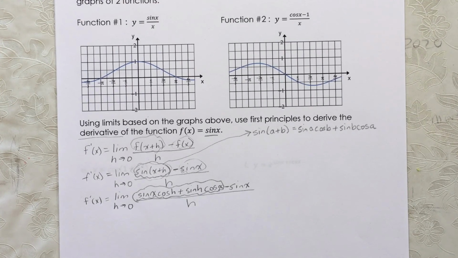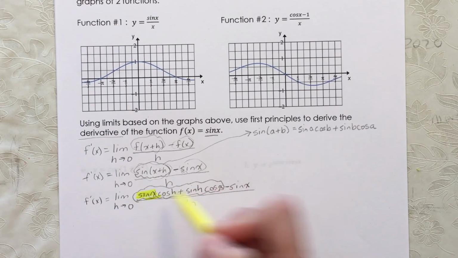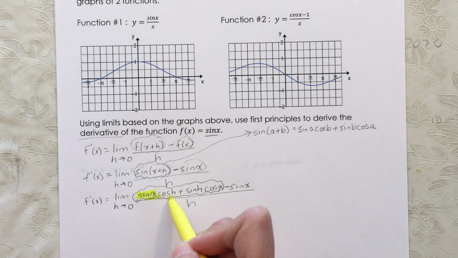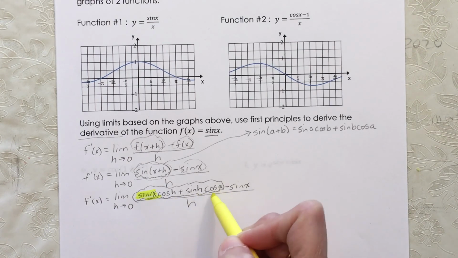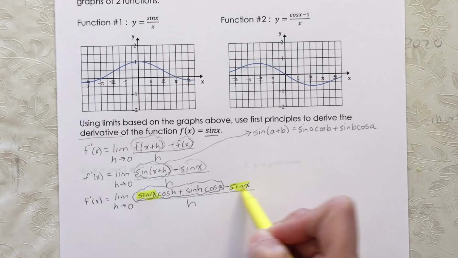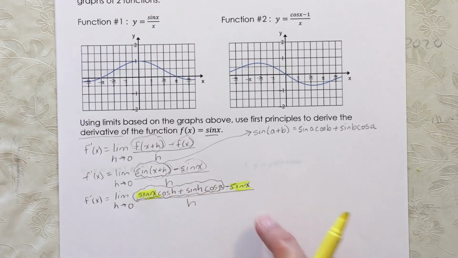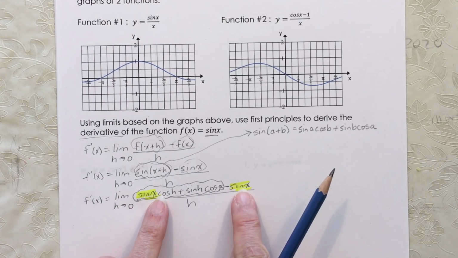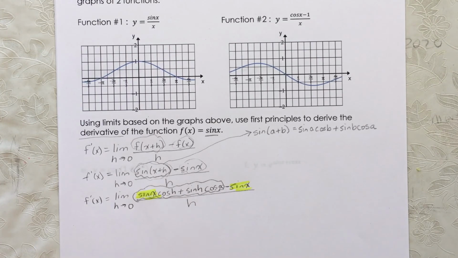Okay, so we're going to use some properties of limits in order to finish this proof off. The first thing I want to notice is that of the three terms on top, sine x cos h is one, sine h cos x is another, and sine x is the third, and two of them contain sine of x. It doesn't matter what order I put these three things in on top, so I want to move this one so it's beside here and then leave the plus sine h cos x at the end.